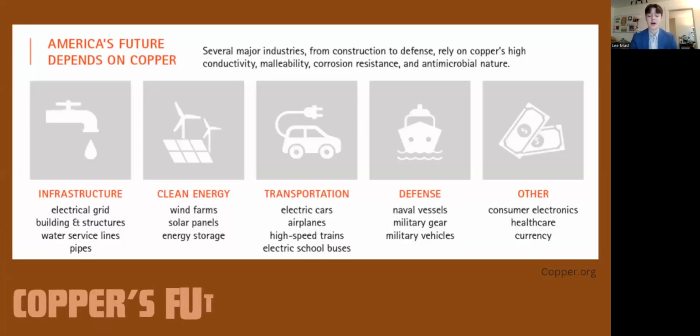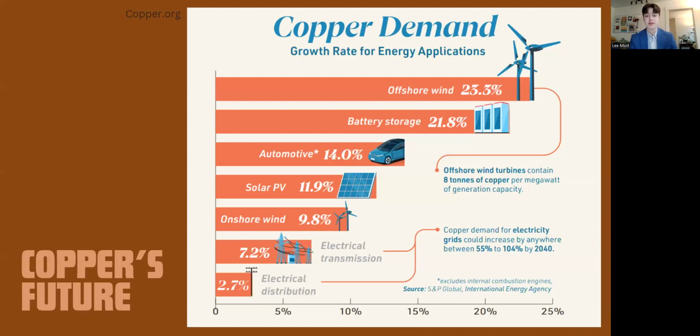Here's a handy graphic from copper.org that shows just how essential copper is to our way of life. The industries that use copper include infrastructure, clean energy, transportation, defense, and healthcare, among others. Copper is necessary to continue the production of these industries. Especially pressing for this class is the idea of clean energy and the demand to switch to it. Copper.org also helps us visualize how copper's use will grow alongside our clean energy growth and how we'll need to meet this demand.